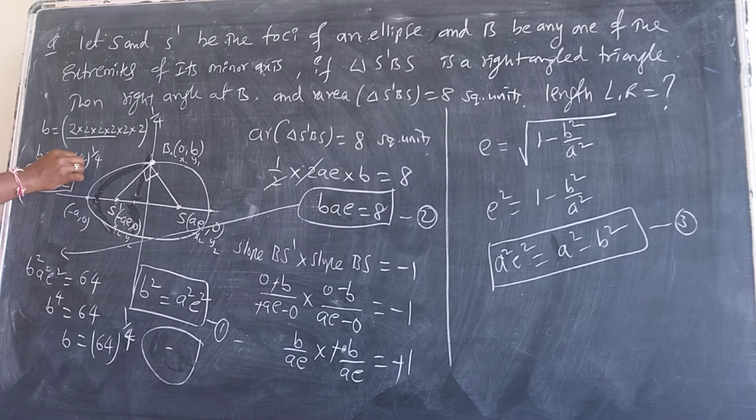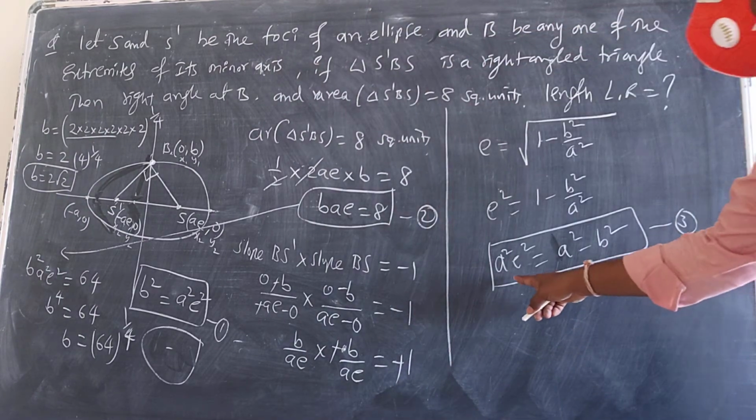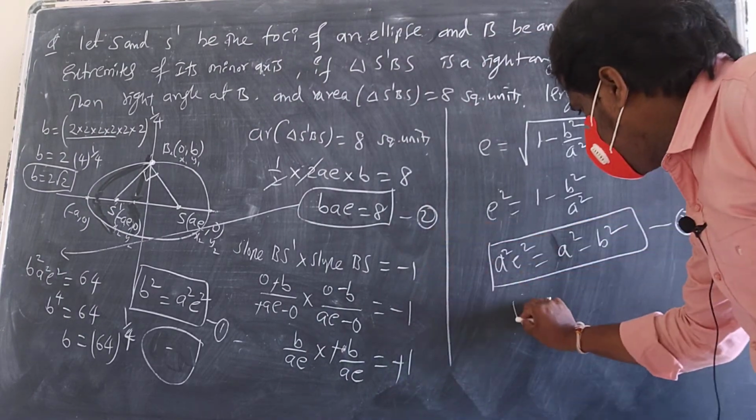You know now 4 can be written as 2 square. So this 2 will be cancelled. 2 power 1 by 2, that is root 2. So b is equal to 2 root 2, you got. Now you can take here also. Here you know a square e square value is b square. So you can take it in this way.